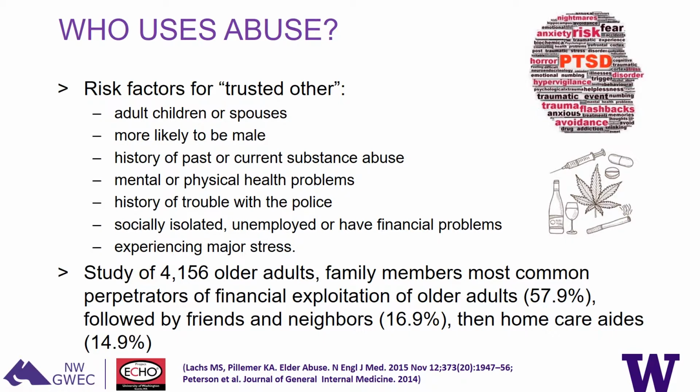And I highlight the top one, that adult children or spouses are actually the most common users of abuse, because I think that, again, in popular media, it's often thought of as hired caregivers or people in nursing facilities, but actually several studies have shown, and I highlight one below, that family members are actually the most common perpetrators of various types of abuse.